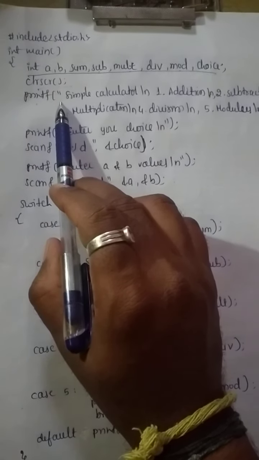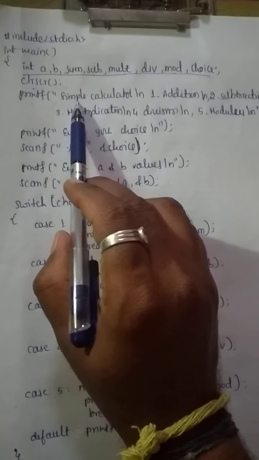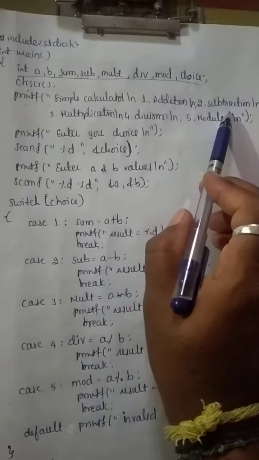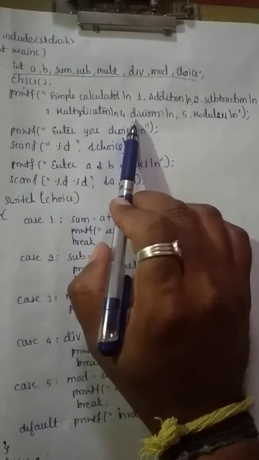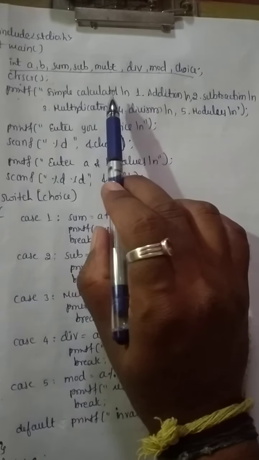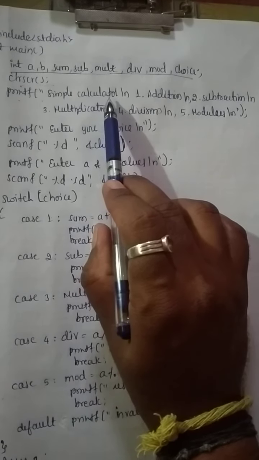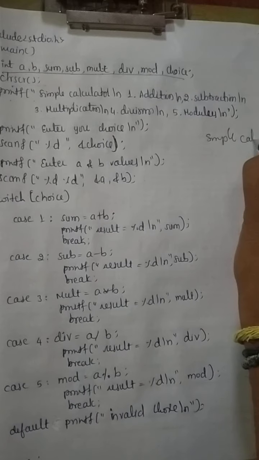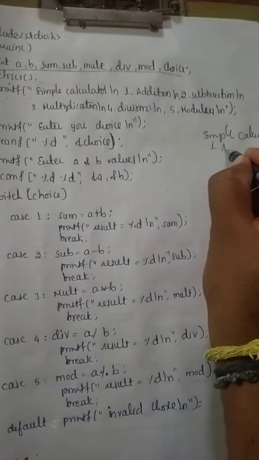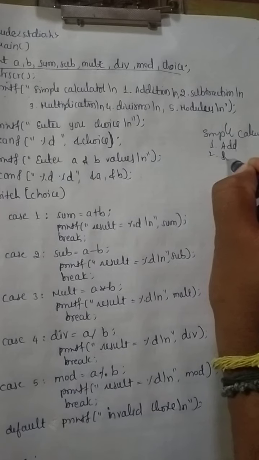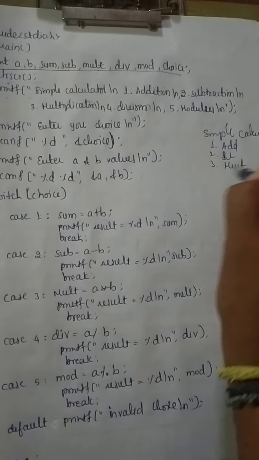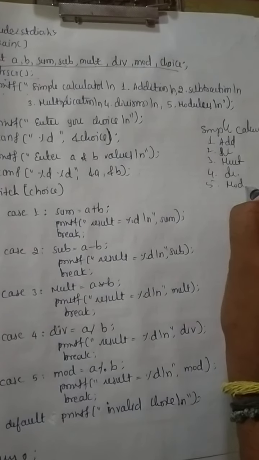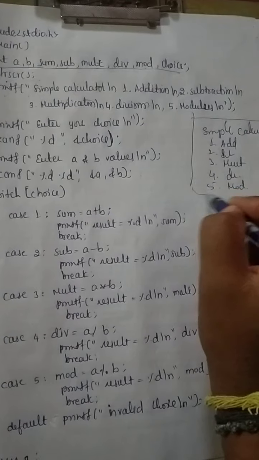Then print one menu on the screen. It is like a heading, Simple Calculator. Then choice 1 for addition, choice 2 for subtraction, multiplication, division, modulus as 3, 4, 5. Now this is going to print on the screen like this: heading will be Simple Calculator, choice 1 addition, choice 2 subtraction, choice 3 multiplication, choice 4 division and choice 5 modulus. So you can get the things on the screen like this.